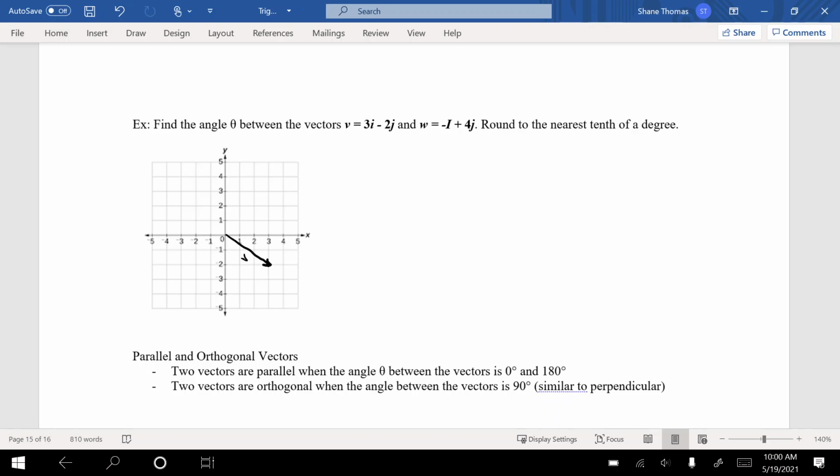Negative 1, so left 1, and then up 4. Negative 1, 4, right there. And that would be vector W.